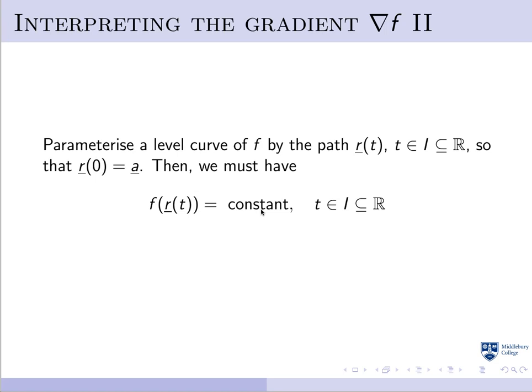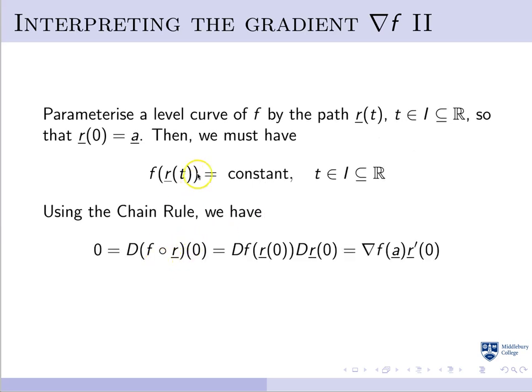Now, if I take the derivative of both sides, the right-hand side here will be 0, and using the chain rule, we can compute the derivative of the composition on the left-hand side. So we recall the chain rule. This says that the derivative of a composition corresponds to multiplying appropriate matrices together. And remembering that the derivative of a path is precisely the velocity vector, and the derivative of a scalar valued function is precisely the gradient vector, we must have that the gradient of f times the velocity vector of the path at 0 gives a product of 0.